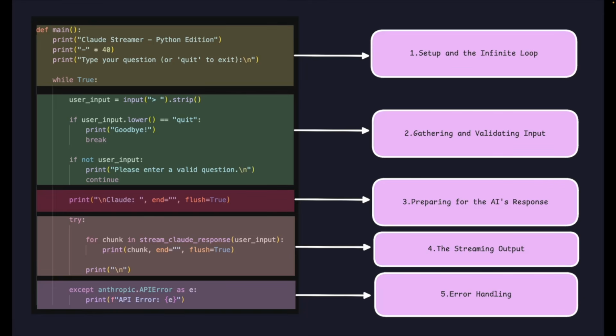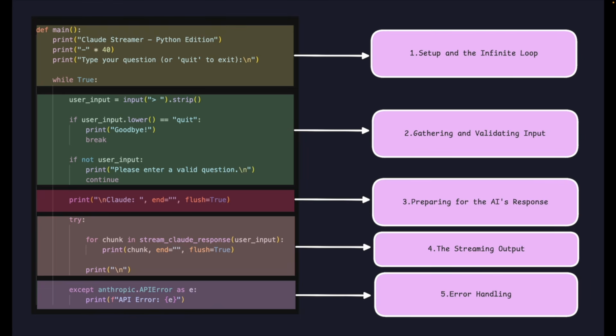Now, flush equal to true. Normally, Python buffers console output, waiting to print text until it has a full line. Flush equal to true forces the terminal to display Claude immediately without a newline.